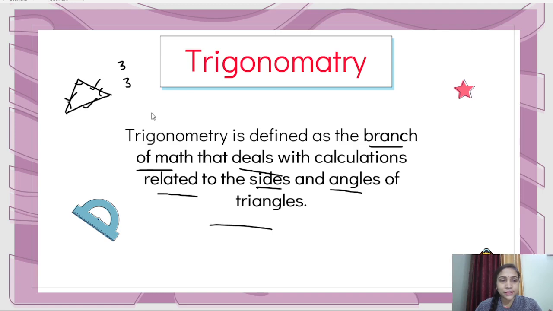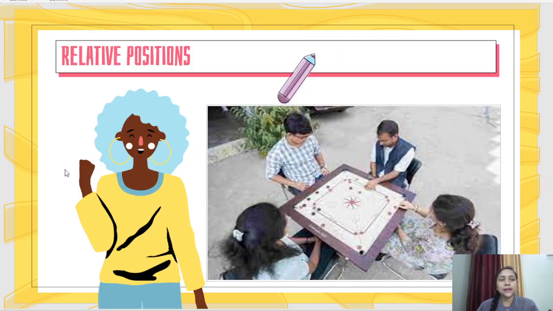So let's see how. Before that, let's see what type of sides and what type of angles we are going to discuss here. You can see 4 people sitting face to face, and there is a carom board; they are playing carom. This girl is just opposite to this boy, and this boy is also just opposite to this girl.